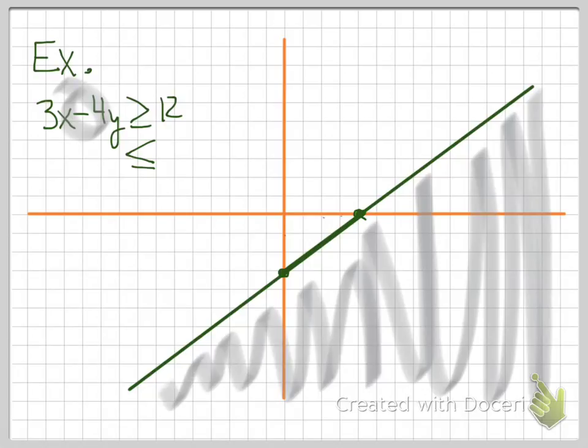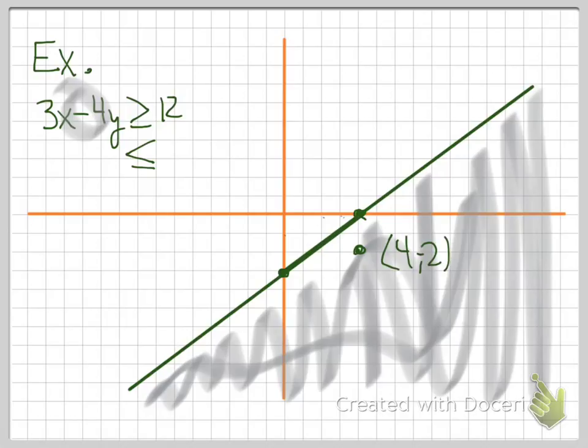Now you can test this out by saying, let's take a point here. Let's say right there, 1, 2, 3, 4, 1, 2. This is positive 4, negative 2. If you put it in here, it should give you an answer greater than 12. Well, let's see. 3 times 4 minus 4 times negative 2 gives me an answer of 12 plus 8, which is 20. And 20 is greater than 12. So I have confirmed it. This point works. That means any point in the shaded area would work. So there's that, and there you go.